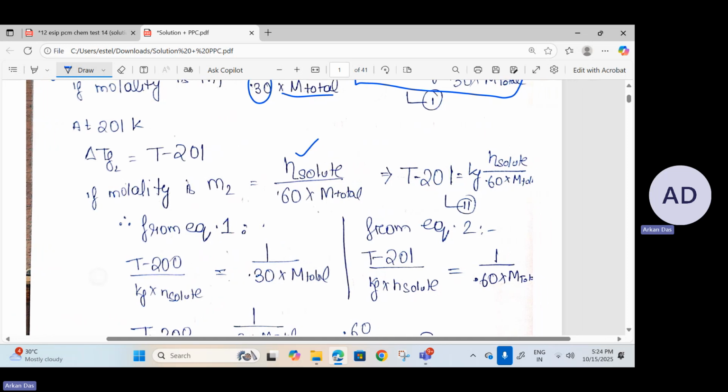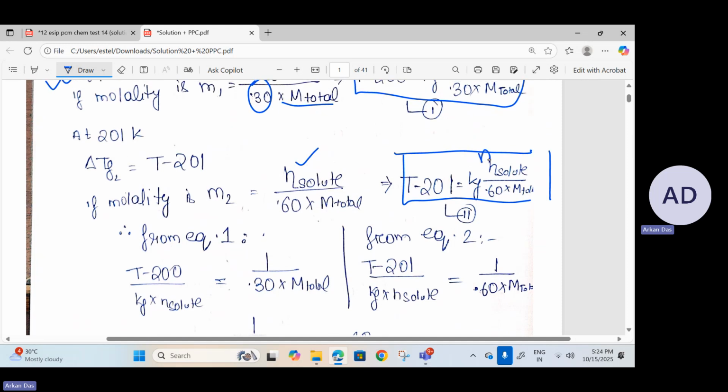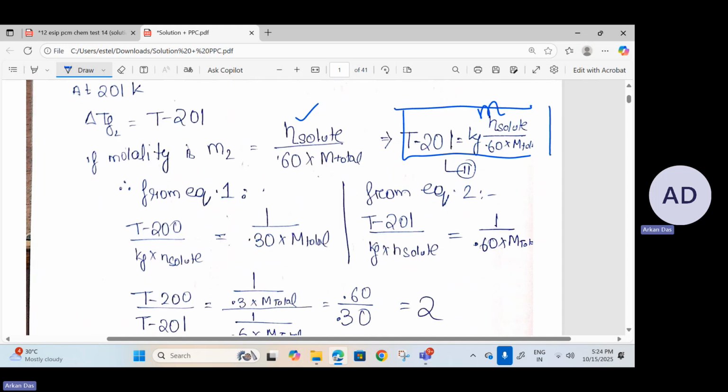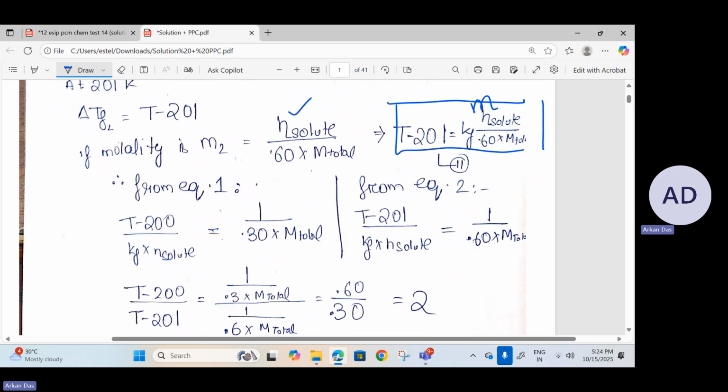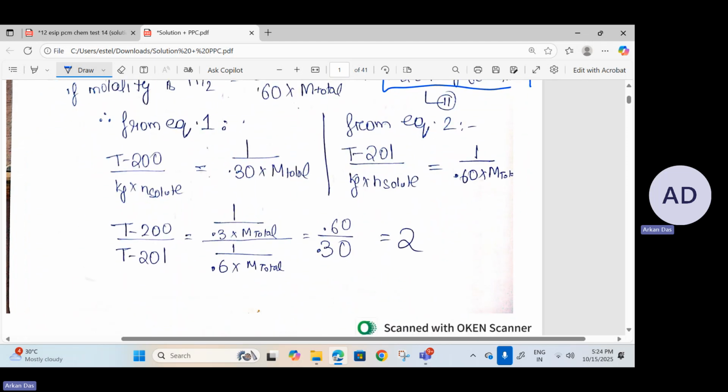That is going to be T minus 201 equals Kf into m. What is the m value? Number of moles of solute divided by 60 into M total. Fine. Now we have equation 1 and equation 2. You are relating equation 1 and 2, and how are you getting it?